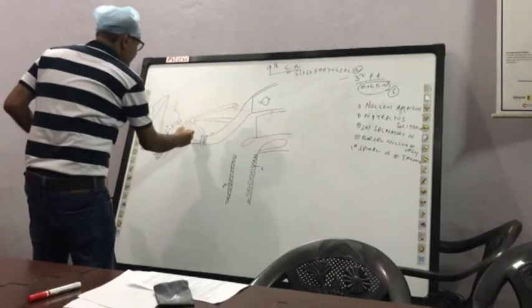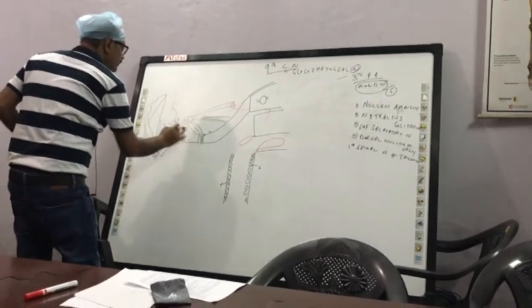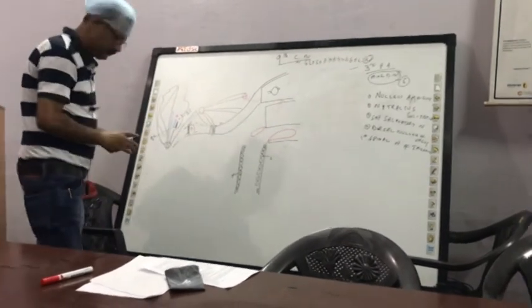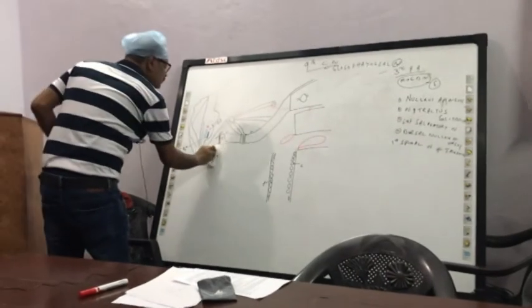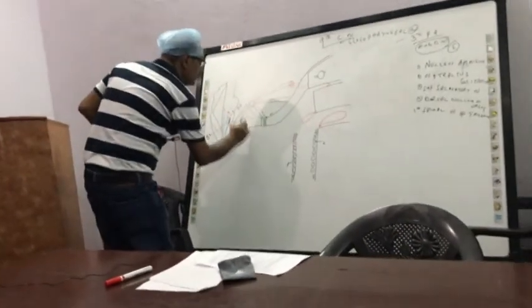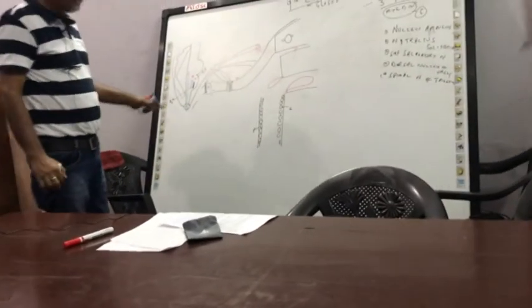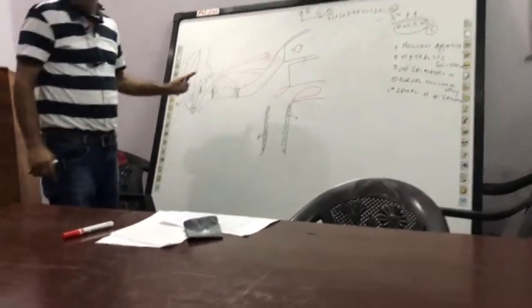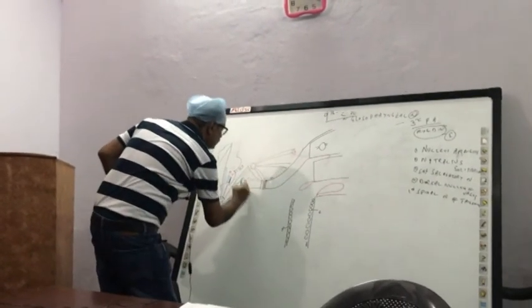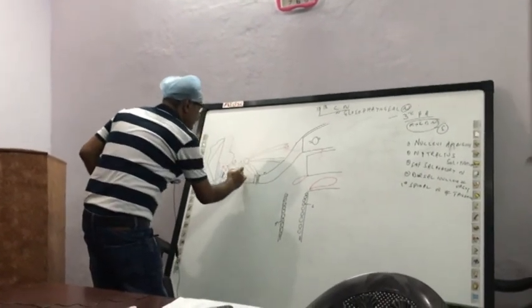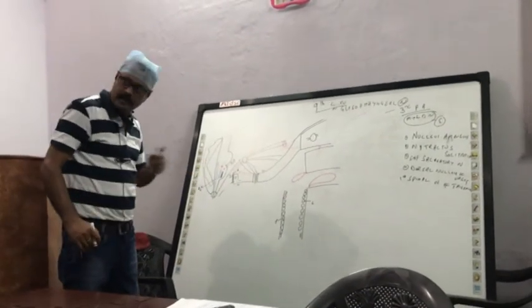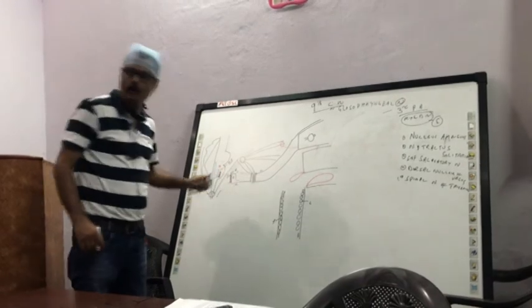So this is anterior, this is posterior. This is the floor. This is floor and this is roof. Clear? This is roof. This is anterior and this is posterior. And we are looking from the lateral wall, and this is the medial wall.